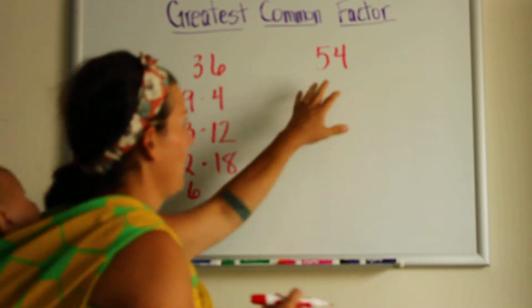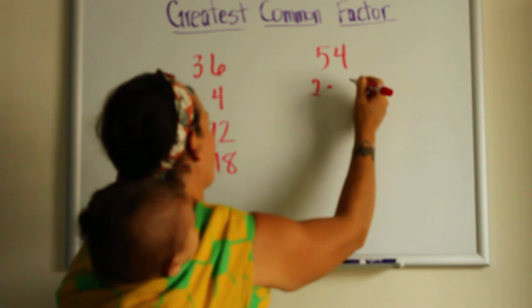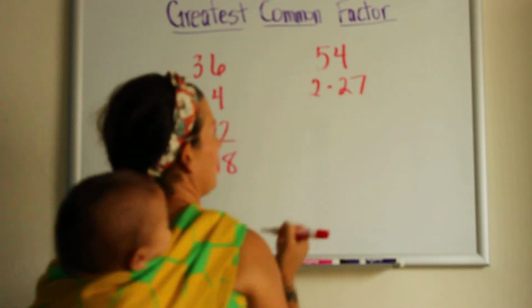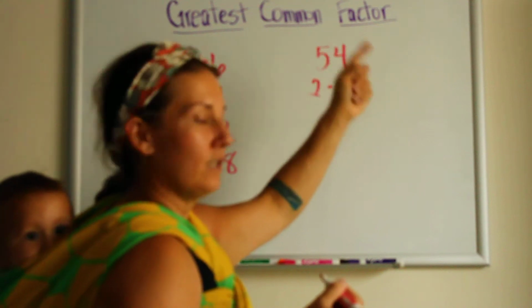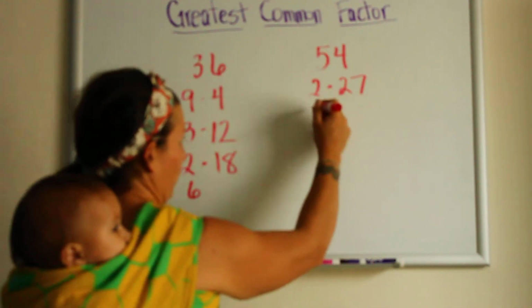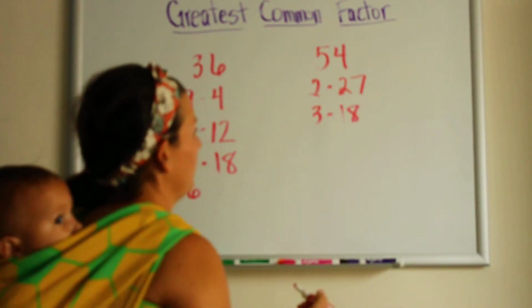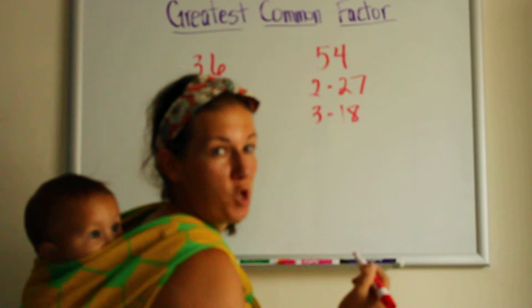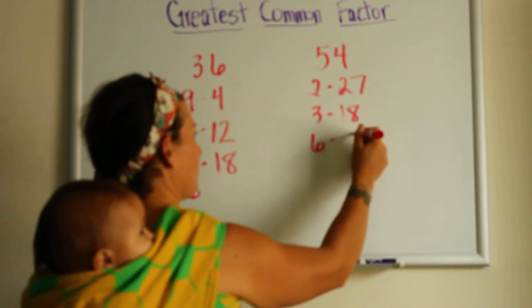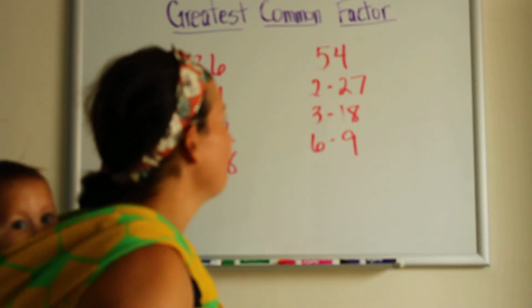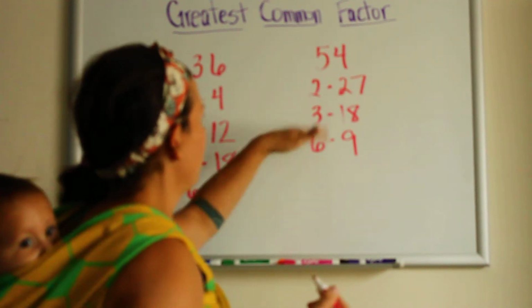So now let's move to 54. First I want to start small. 2 goes in 2 times 27. Will 3 go into it? Check: 5 plus 4 is 9, and 9 is a multiple of 3, so I know 3 does go into it. So 3 times 18. Then I want to think, does 4 go into it? Nope. Does 5 go into it? How about 6? Okay, 6 times 9. Will 7? No. 8 is not going to go into it. 9 I have, and from there I'm just going to count back.